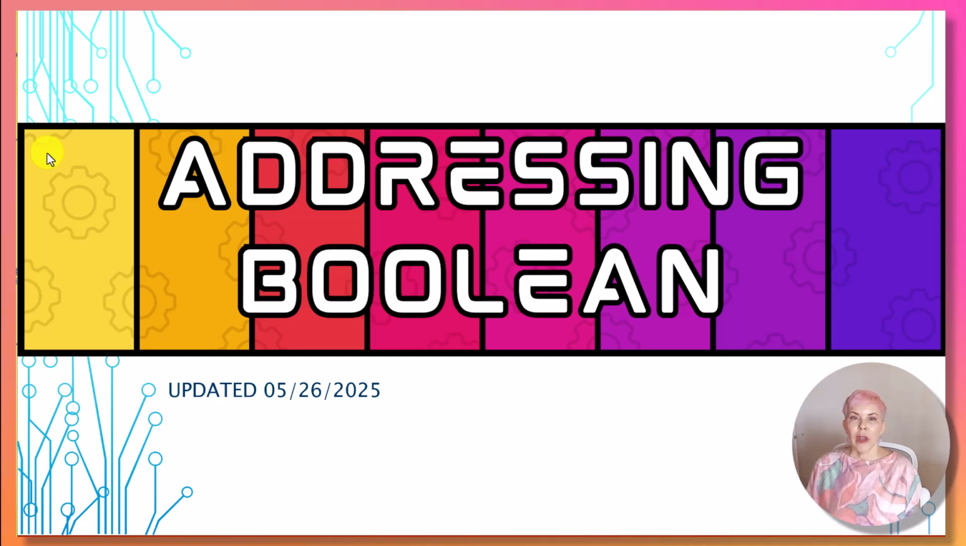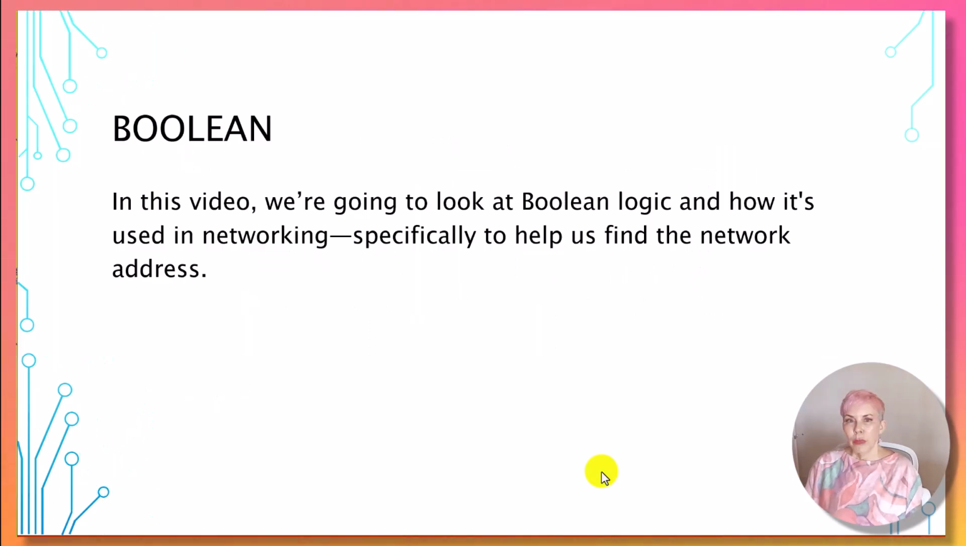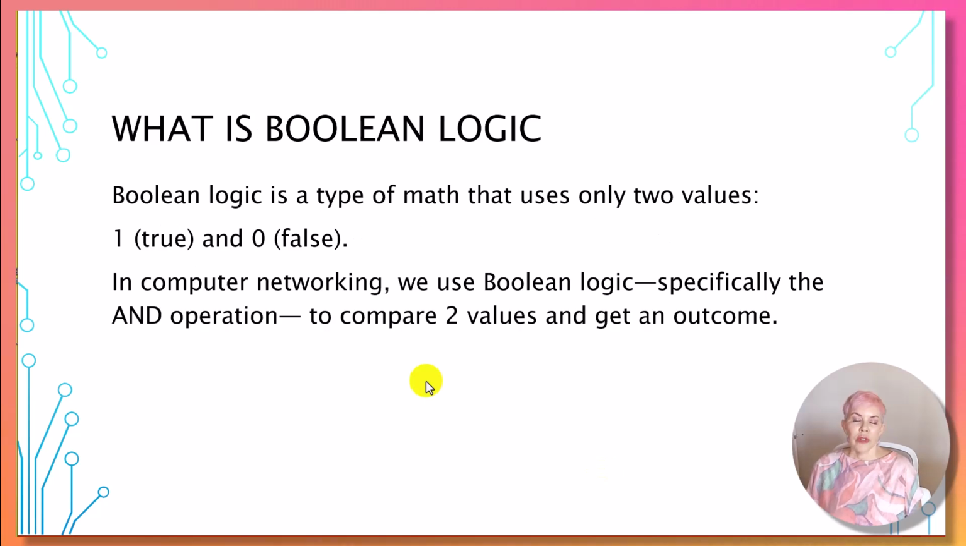This time we're going to be talking about Boolean. Boolean is used in networking, specifically to find the network address. You may have heard the term Boolean before, especially if you've taken a programming class like Python. Boolean is a type of math that uses only two values and makes a comparison. A lot of times engineers are using it, programming is using it. I've even seen it used when people are writing poems.